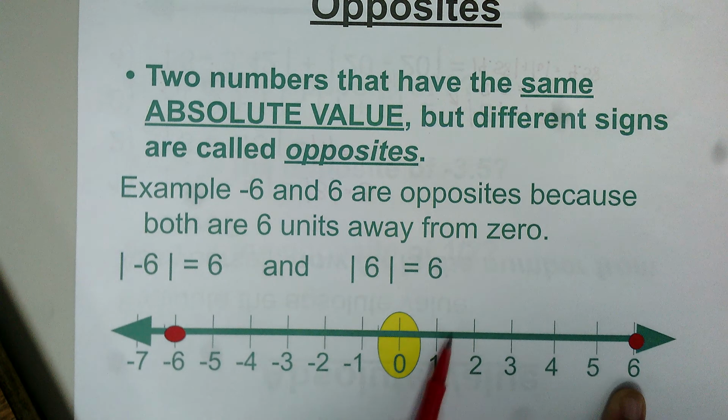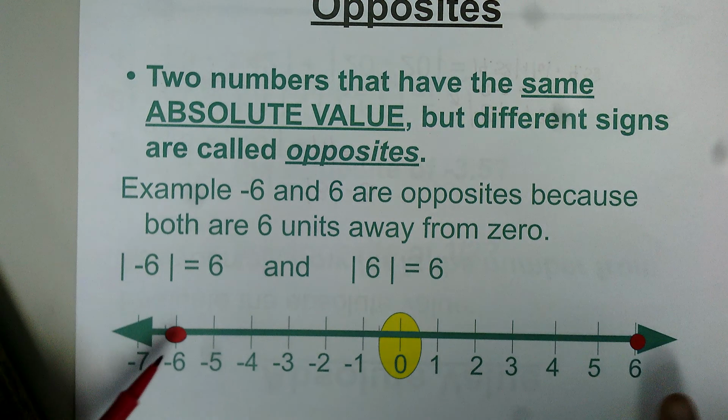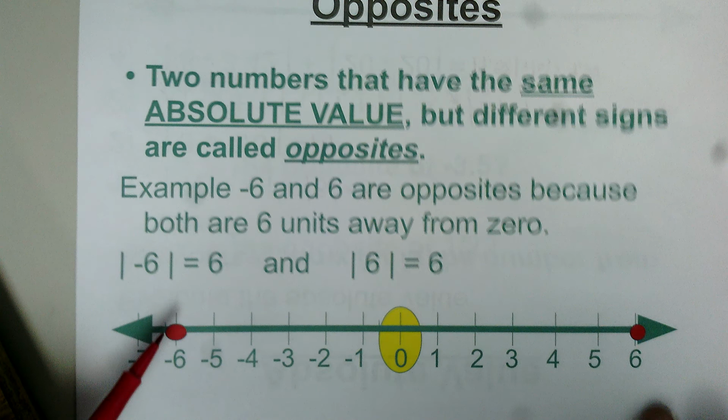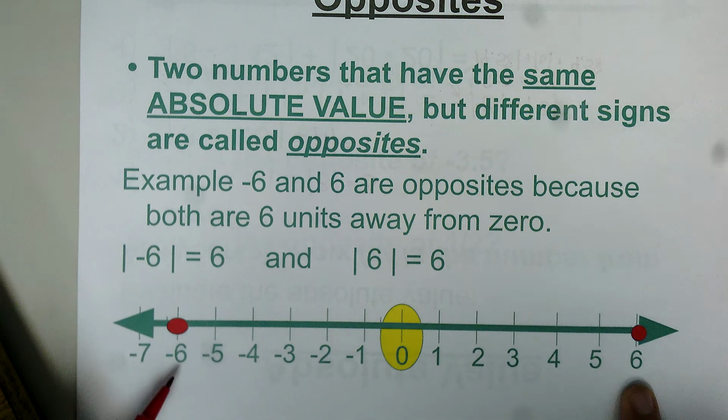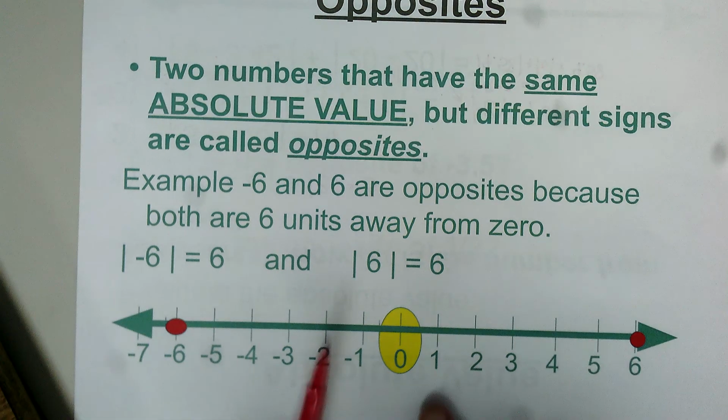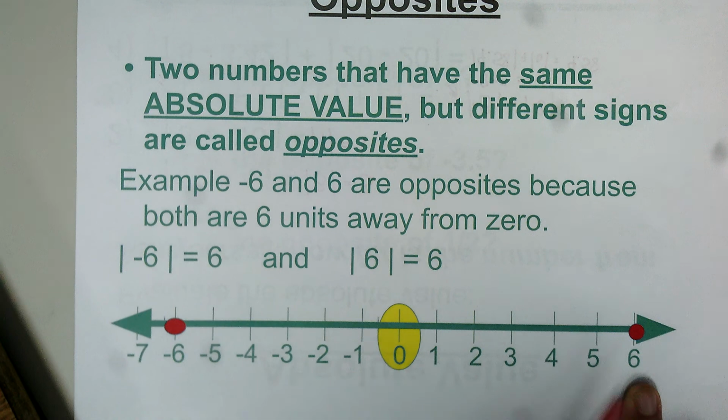+6 is just 6 because it's 6 places from 0. Well, the absolute value of -6 is also 6 because it's 6 places from 0. So opposites mean that they are the same distance from 0. It's going to be the same number, but one's going to be the positive version and the other is the negative version. So these are actually called your whole numbers and their opposites, okay?